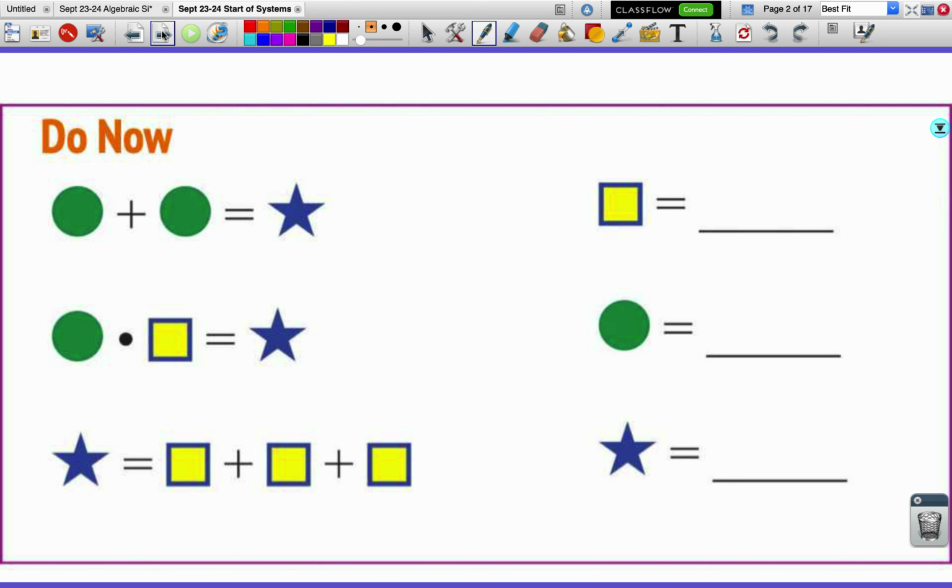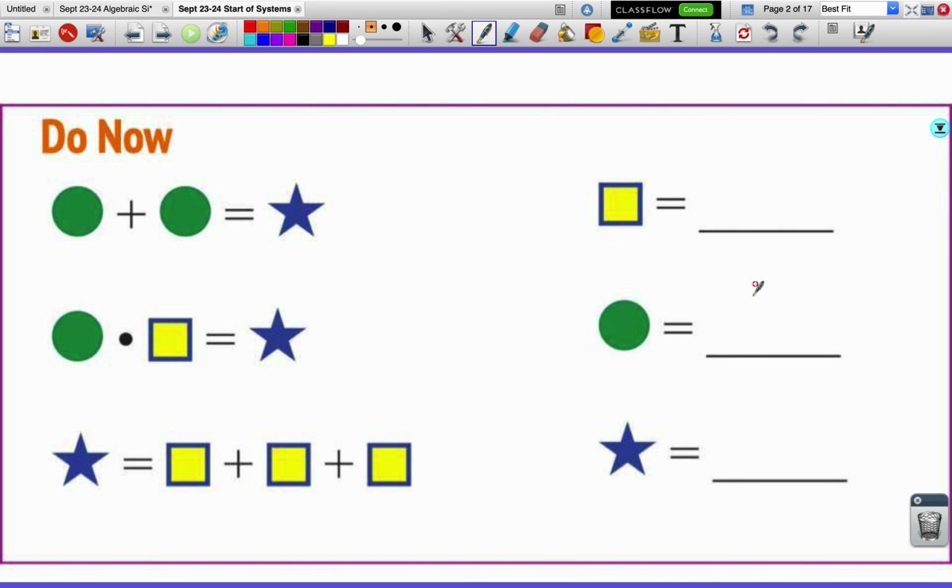All right, here's a warm-up problem for you. Can you figure out, just try to reason your way through it, maybe not even try to use any equations, just reason your way through what the values for square, circle, and star are. Okay, I'll embed a question here.